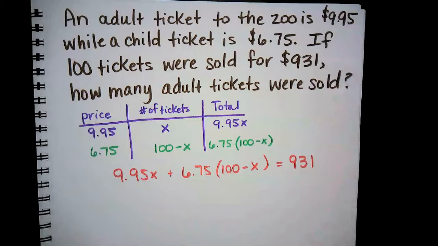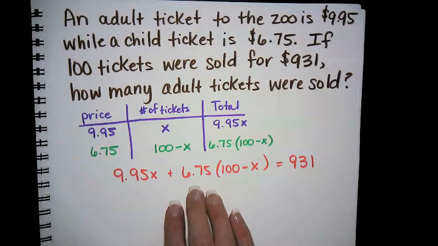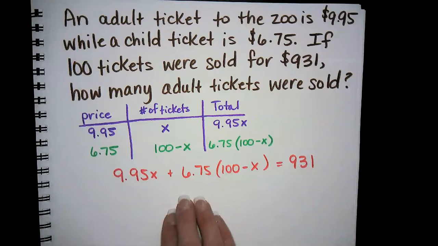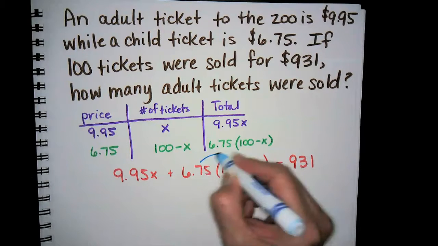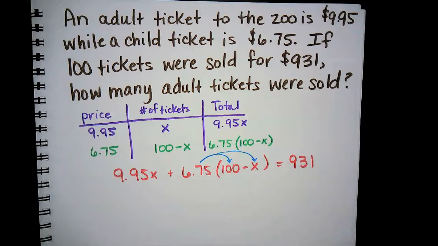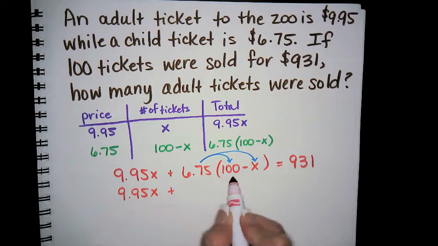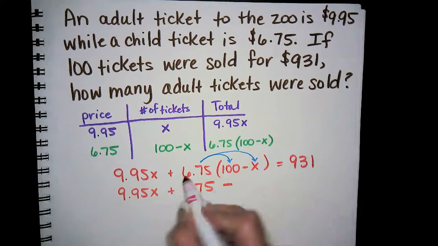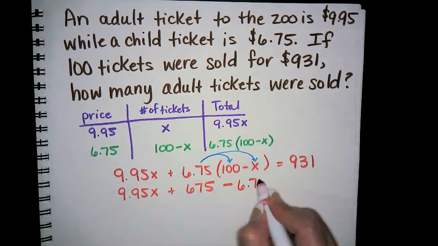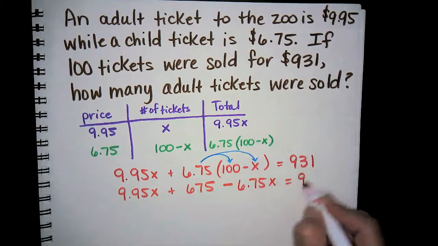So I'm going to deal with the decimals here in a minute. I don't really like them, but I'm going to deal with them for just a minute so that I can distribute this 6.75. So I'm going to distribute this 6.75 to this parentheses here. And that's going to give me, I'll still have the 9.95x, and then 6.75 times 100. Check that in your calculator if you want. 675, and then minus my 6.75x equals 931.